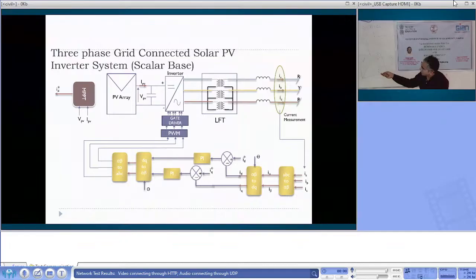So we have to convert this ABC into DQ, alpha beta to DQ, and then you require only two PI controllers, and that too for the DC quantities. Now these are your DC quantities, and what you are getting from MPPT is also a DC quantity. So it will be easy, and then you can control your inverter.